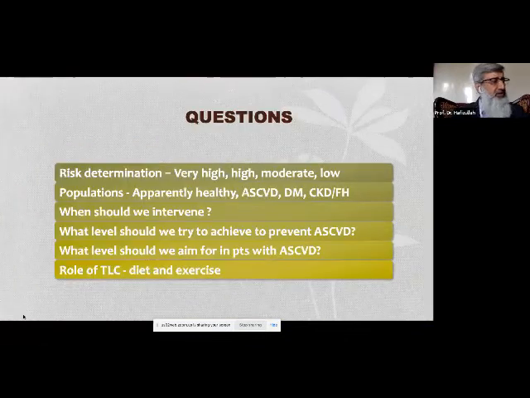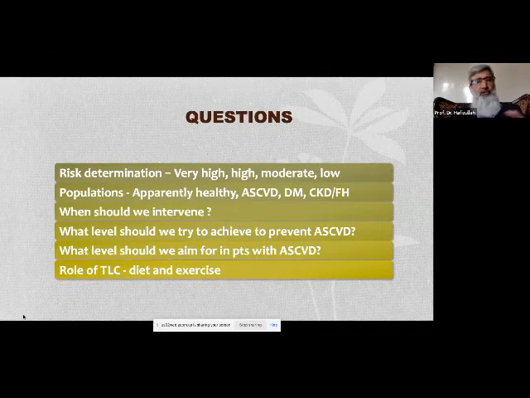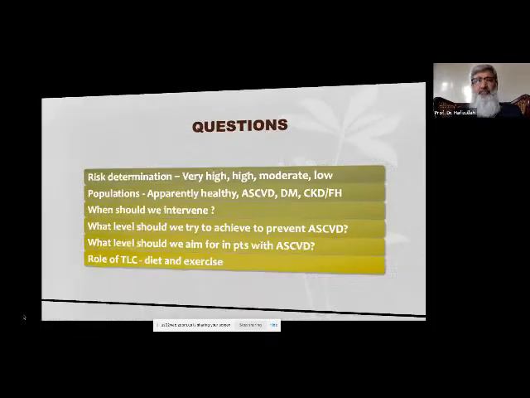Right. So the questions that we have in our mind are: how do we determine risk? What is very high, moderate, and low risk? How do you divide and look at different populations: apparently healthy, those who already have cardiovascular disease, diabetes mellitus, and CKD? When should we intervene? What level should we try to achieve? And what level should we aim for in patients who already have established cardiovascular disease? And I would briefly touch on the role of therapeutic lifestyle changes, which is diet and exercise.